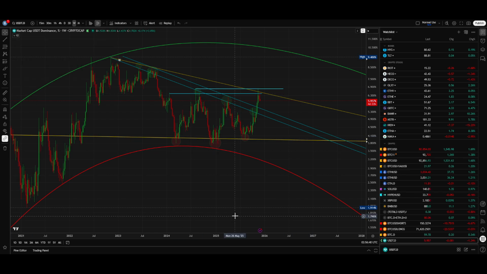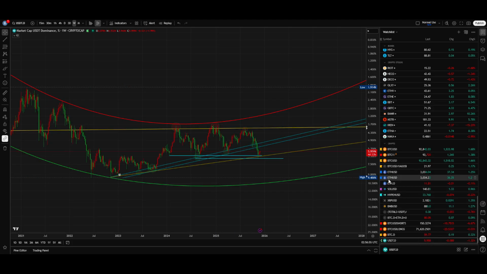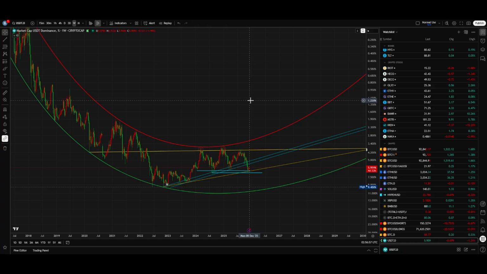Today we're going to start off with a Bitcoin video. We're going to basically show you guys how to spot tops and bottoms. So this is the USDT dominance chart, and what you're looking at here is red is market top, green is market bottom. We're going to invert it, and I'll show you guys why in a second.